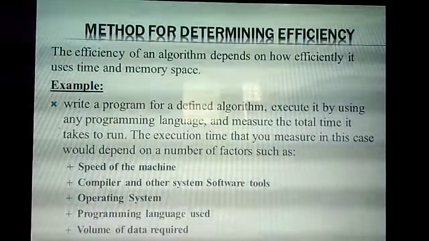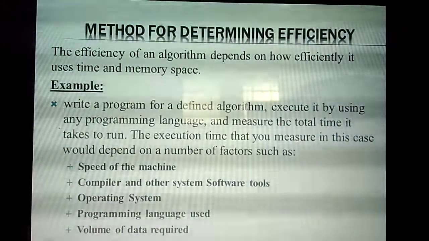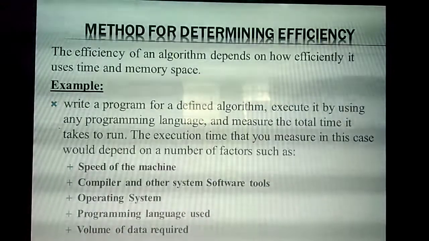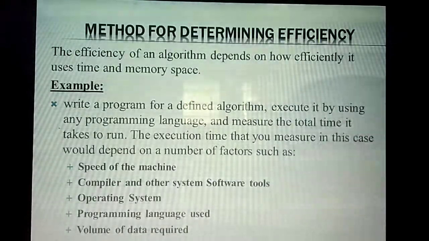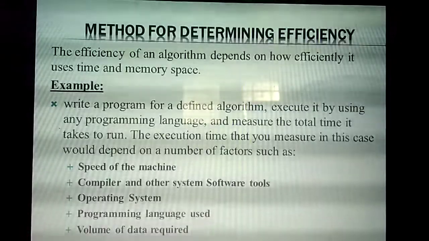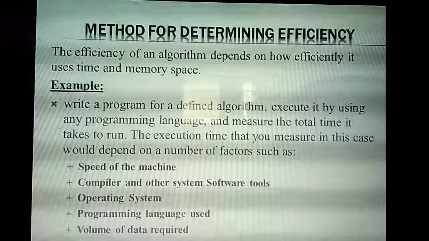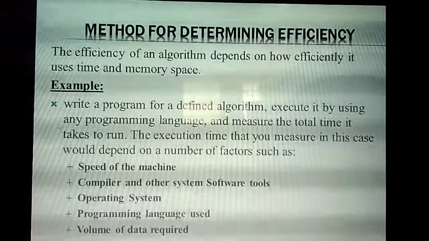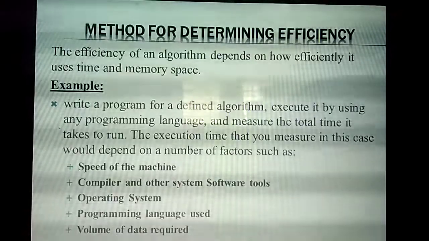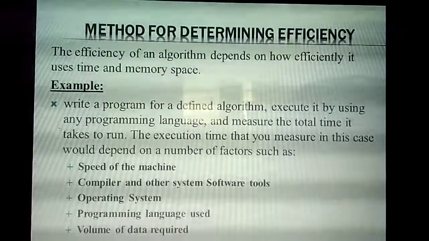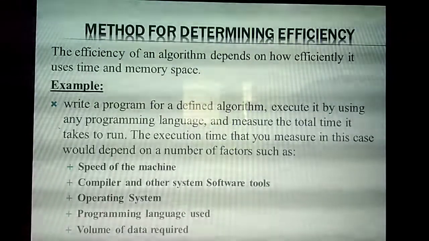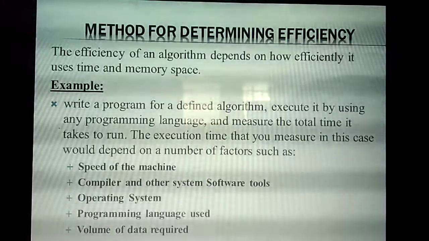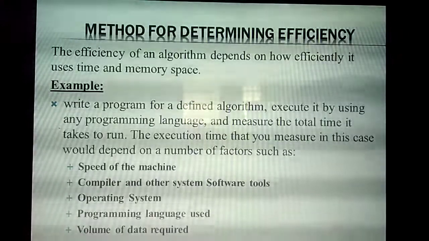So you are going to determine the efficiency of that program by measuring the execution time. What do I mean by execution time? That means running time: how much time is required to run a particular program. So you are going to calculate the execution time of whatever program you type.